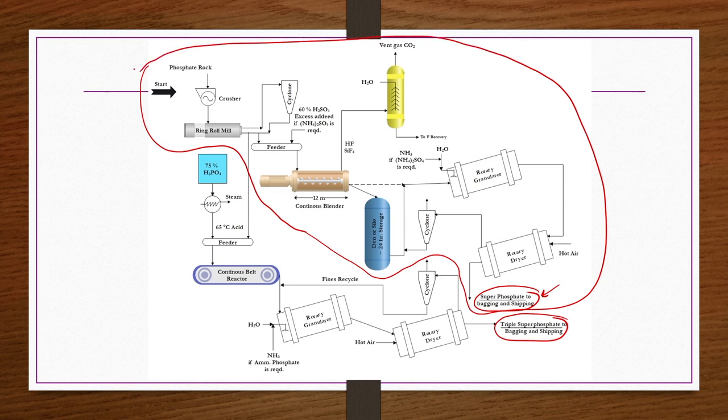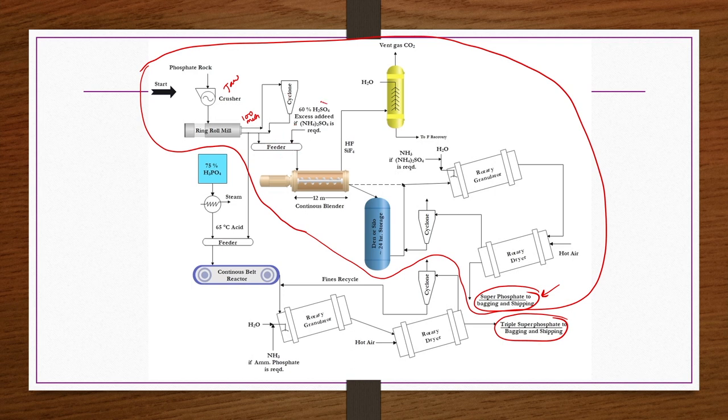Okay. The phosphate rock is crushed in a jaw crusher, and then the material is further ground in a ring roll mill or hammer mill to a size of 100 mesh. It is very essential. When you crush and grind it to 100 mesh, you take that material to the cyclone to remove the fines, and then you get those fines back to the feeder.